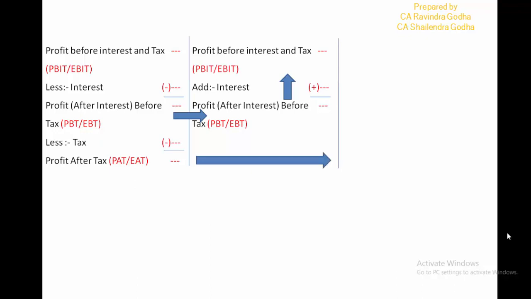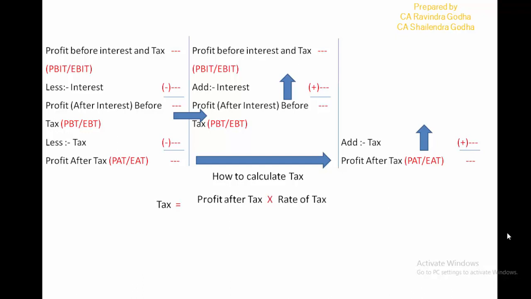And if profit after tax is given, then again we have to go backward and add tax to it. If the value of tax is given in the question, then add this tax here. But if the rate of tax is given, then how do we calculate tax? The formula is: tax is equal to profit after tax, which is given in the question, into rate of tax, which is also given in the question, divided by 100 minus rate of tax. And by adding this tax, we get profit before tax.